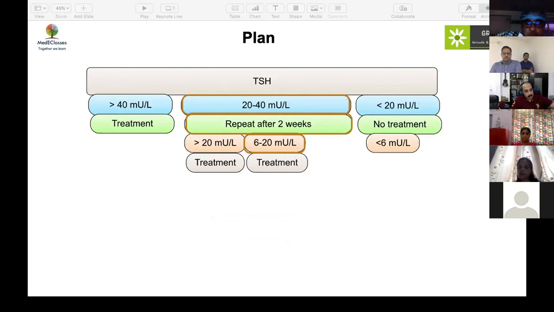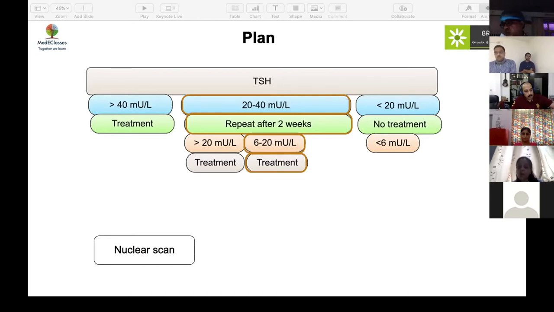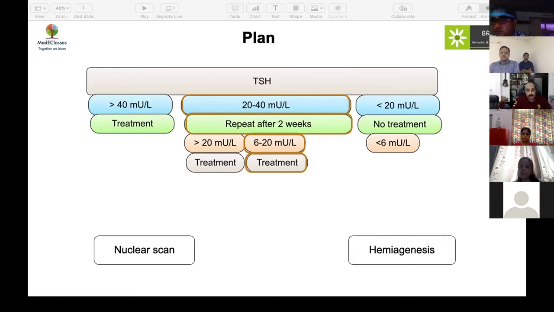But here the problem lies when it is 6 to 20, in between range, and we have seen that child which has got the 9. So now what is important is we have to do the nuclear scan. In that, if you see the thyroid, it has come as a hemiagenesis. So you have to reassure the parents and start the treatment for this child.